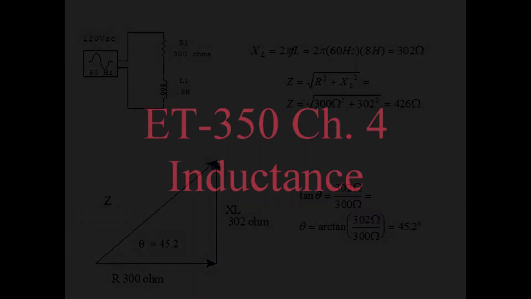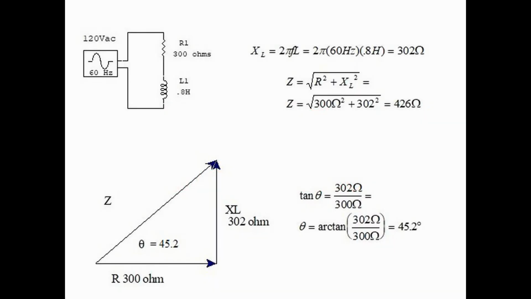I will illustrate two problems as a sort of short review of inductance in AC. Here we have a source of 120 volts AC at 60 Hertz, and it's driving a circuit which is one resistor in series with one inductor. So the first thing we've got to do is calculate inductive reactance XL.